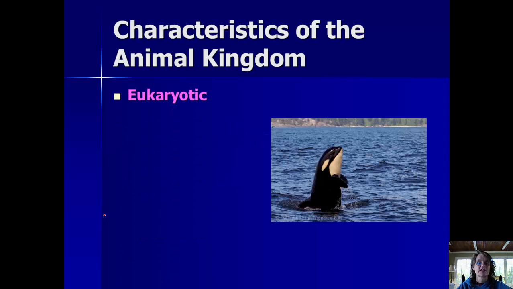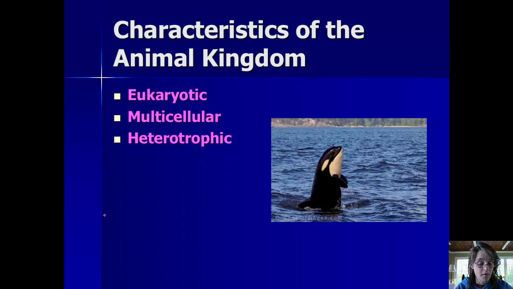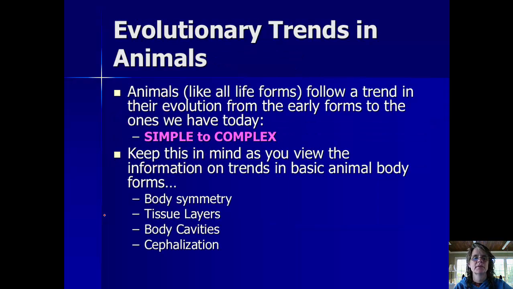Basic characteristics of the animal kingdom, I hope you already know based on having generally studied the kingdoms up to now. They are all eukaryotic, they are all multicellular, they are all heterotrophic. All animal cells lack cell walls, okay?